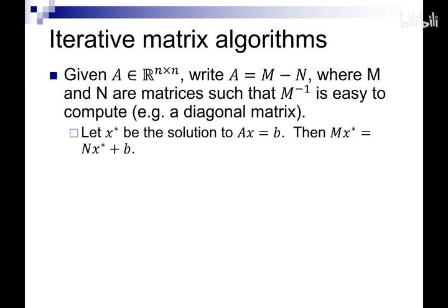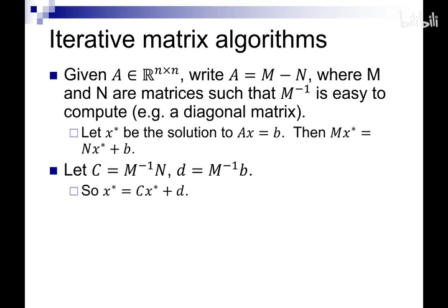And now suppose you have a solution to AX equals B. Let this be X star. Then since A equals M minus N, just plugging that in, we have that M times X star equals N times X star plus B. Now we're going to define this matrix C over here. C is going to be equal to M inverse times N, right? Remember that M inverse is easy to compute, so therefore we can also easily compute C. And then D is going to be M inverse times B. So D is a vector.